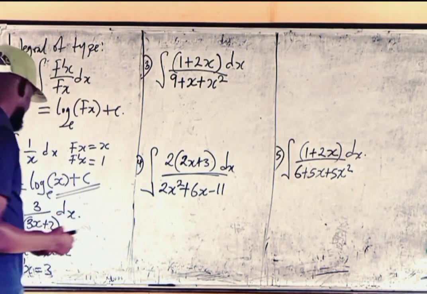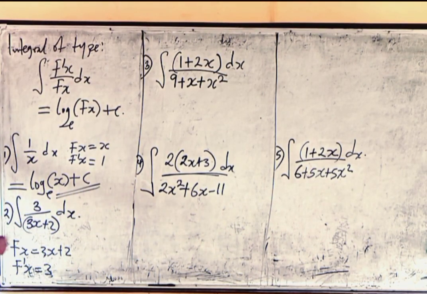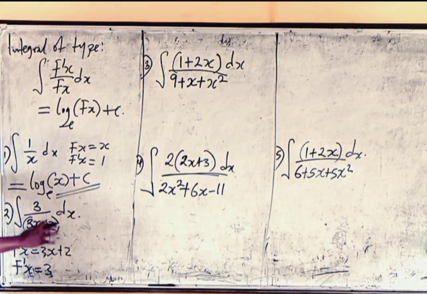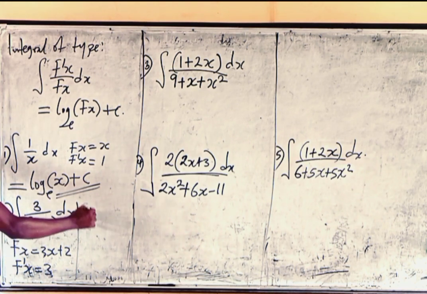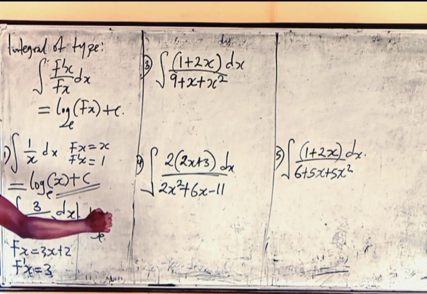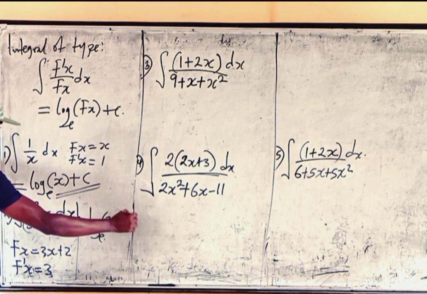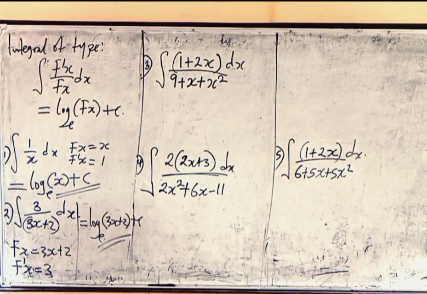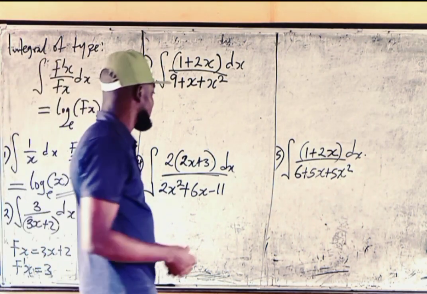You check. If I differentiate this denominator, the answer is 3, which is the numerator. So automatically, the final answer to the question will be equal to log e of the denominator, which is 3x plus 2, plus c. Why? Because if I differentiate this denominator, the answer will be the numerator. If that is the case, the integration of everything will be log of this denominator plus c. I hope you are getting it little by little.